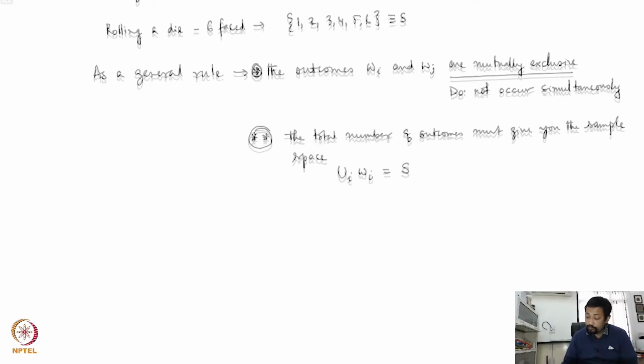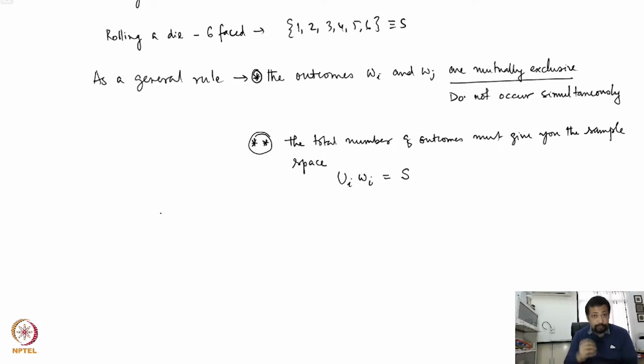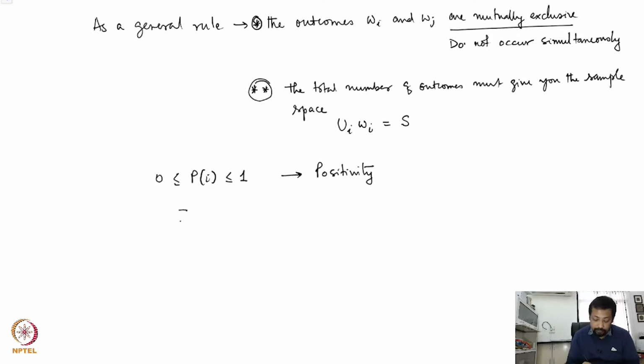Given these two, one can assign probability to these outcomes by saying that P of i must be greater than or equal to 0 and less than or equal to 1. This is nothing but common sense, and this is what is called the positivity rule. The second rule that one should also define is that the sum of P of i must be 1. So the probability of all the outcomes must be unity, and this is what is called normalization.